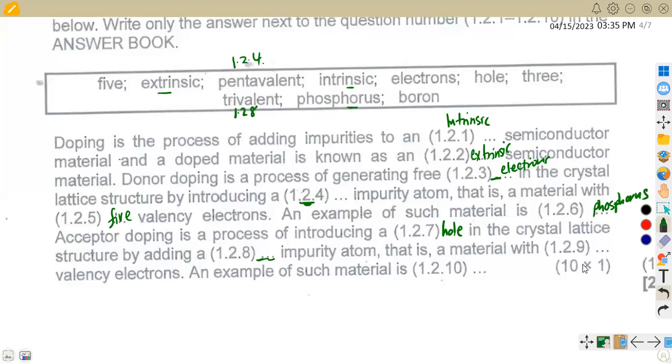That is a material with 3 valence electrons. An example of such a material that has 3 valence electrons is boron this time. All right, so that is what we're supposed to have in this case. You were supposed to answer according to the information that you're given.